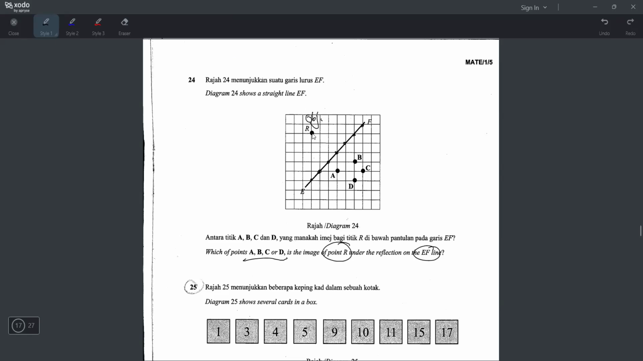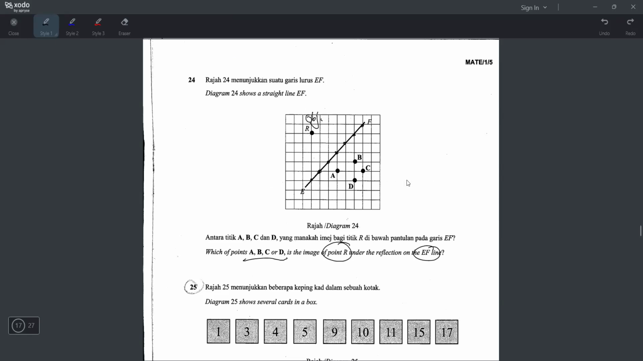But you don't go and reflect like this. You don't go and count 1, 2, 1, 2, 3, 4, 5, 1, 2. No. You cannot count like this unless the line is straight. If the reflection line is straight, then you can do it this way. And you don't count like this either, 1, 2, 3, 4, 5, 1, 2. No, cannot. Unless the line is like this, then you can.